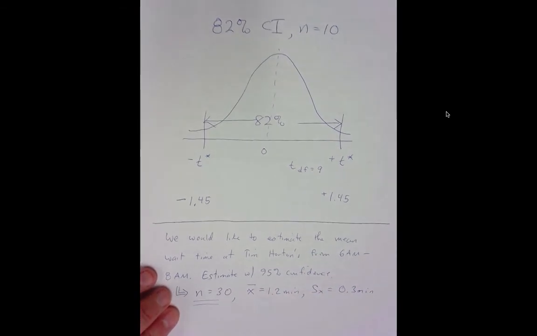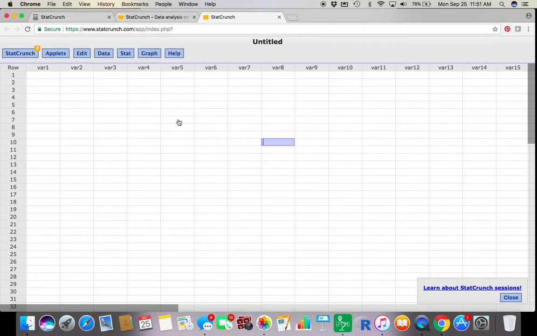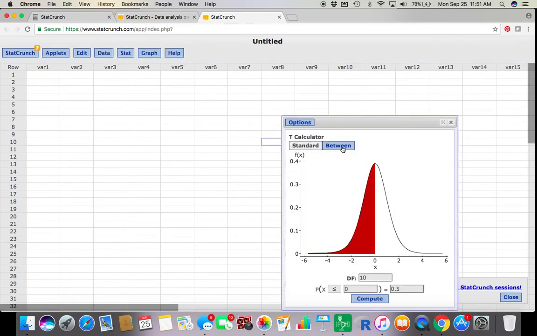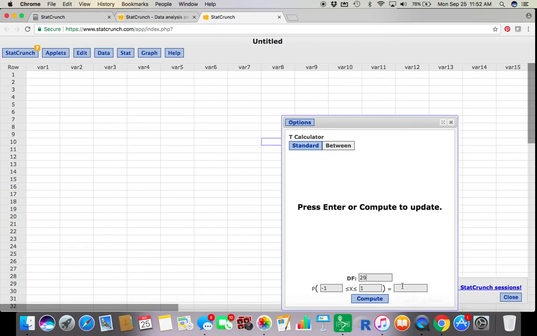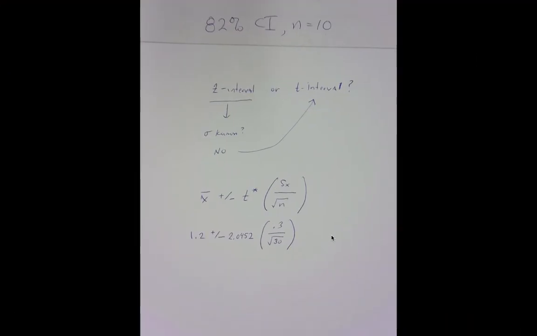All right. So let's go to StatCrunch, get our T critical. My degrees of freedom were 29. I want 0.95 between. So I have 2.0452. So I wrote that there.